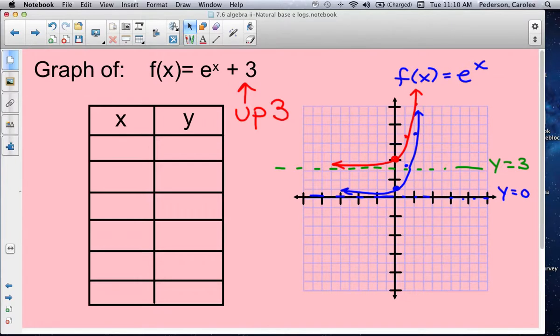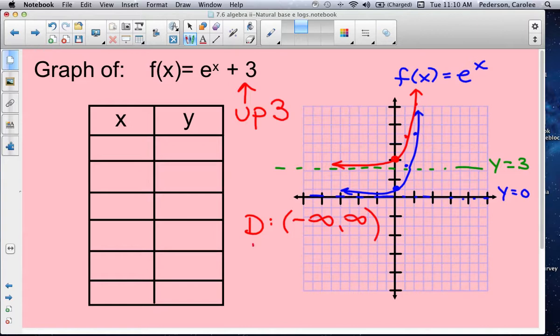So our domain for this problem, again, is still the same, all real numbers. Our range is now going to be y greater than 3, above that asymptote, and the asymptote is at y equals 3. So the graph has to be above that horizontal line.